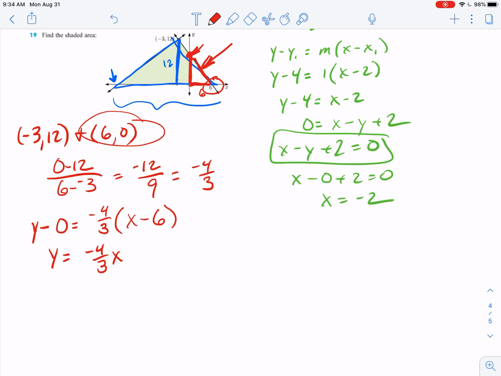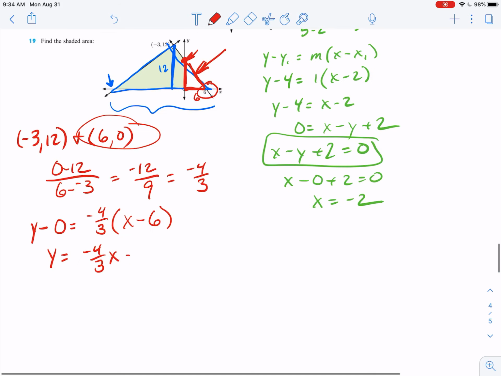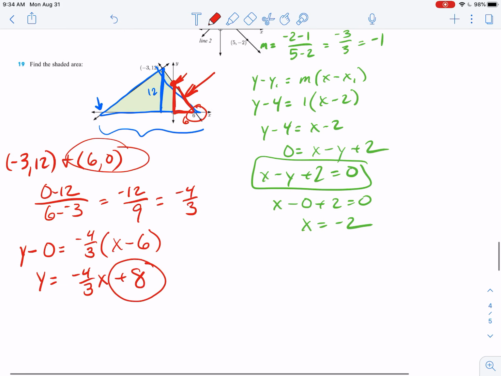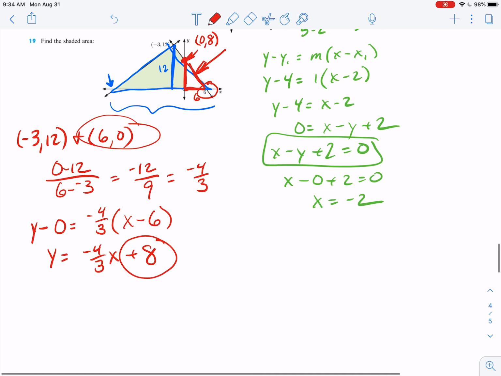A negative times a negative is a positive. 3 goes in there 2 times, and so plus 8. Let me make sure I did my arithmetic correctly. Yeah, I did. Okay, so its y-intercept is 8. So this is the point 0, 8. And we can check again if we want. Plug in 0, and sure enough, I get 8 for that.